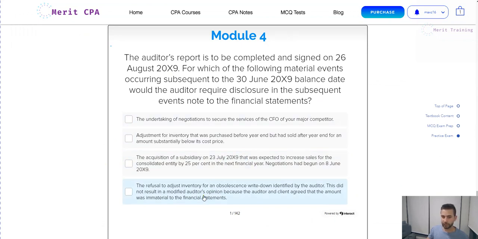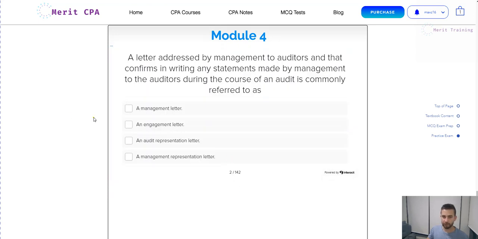But let's just double check D just in case we missed something. So the refusal to adjust inventory for an obsolescence write-down identified by the auditor. This did not result in a modified auditor's opinion because the auditor agreed that the amount was immaterial. So there you have it there. It says right there it's an immaterial. Anything immaterial we don't need to disclose for. So clearly the answer is C. We can move on to the next question.